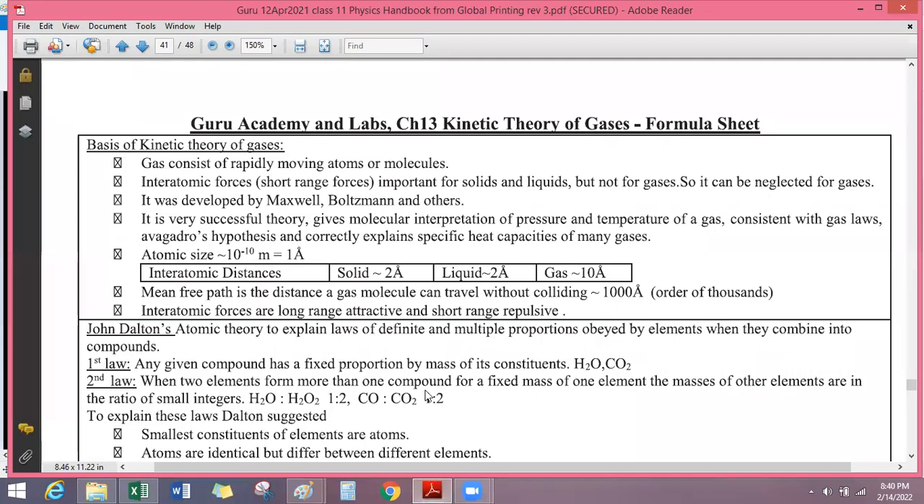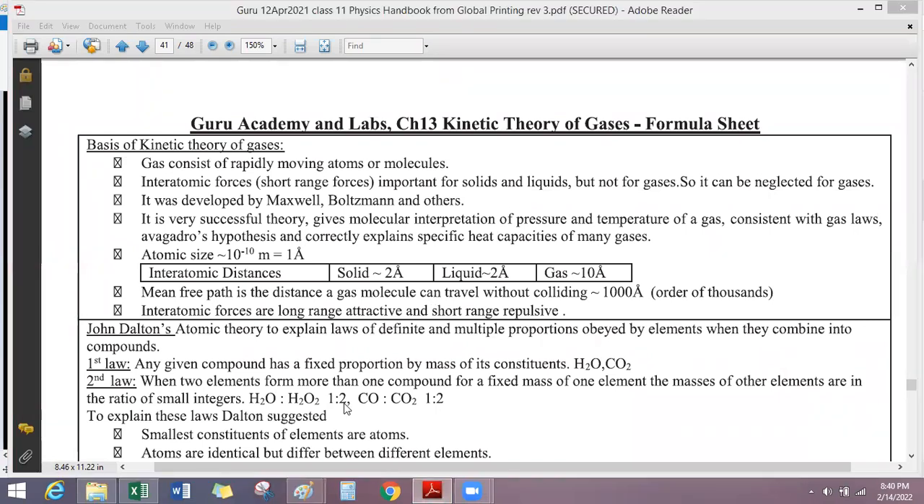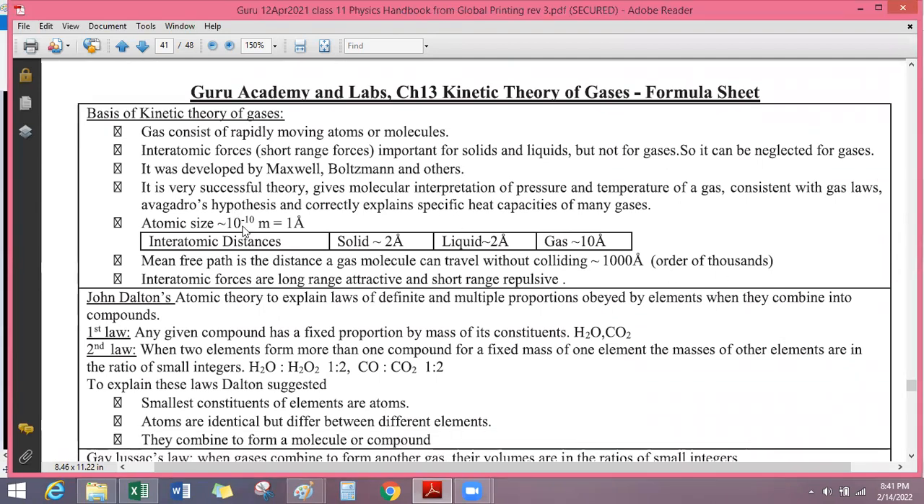Let me go back to this one. It was developed by Maxwell, Boltzmann, and others. It is a very successful theory. It gives a molecular interpretation of pressure and temperature of a gas, consistent with gas laws and Avogadro's hypothesis, and correctly explains specific heat capacities of many gases. So what they're trying to say here is, it's a successful theory, meaning it explains a lot of other concepts, such as Boyle's law, all the gas laws. Atomic size is around 10 power minus 10.